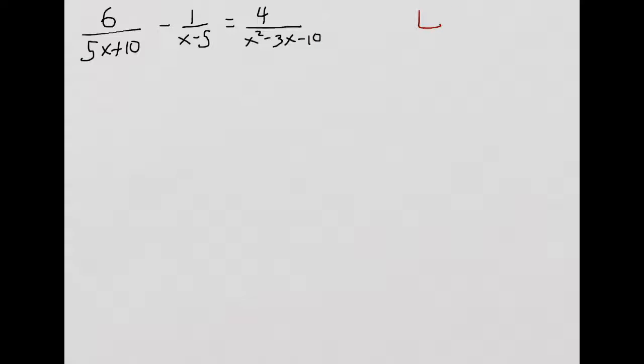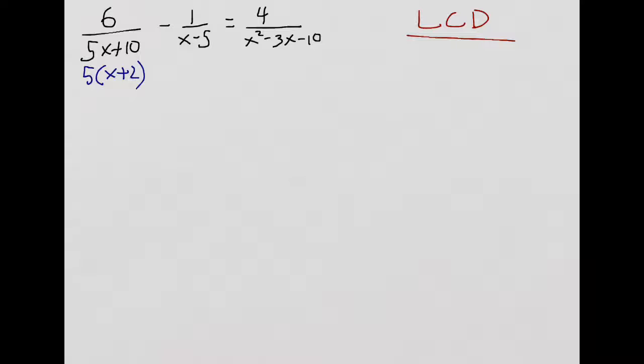What the LCD method says is, once we find the LCD for all of these fractions, we're just going to multiply each fraction by the LCD. Obviously, what we want to do first is find the LCD. That's going to require us to factor everything as much as we can.